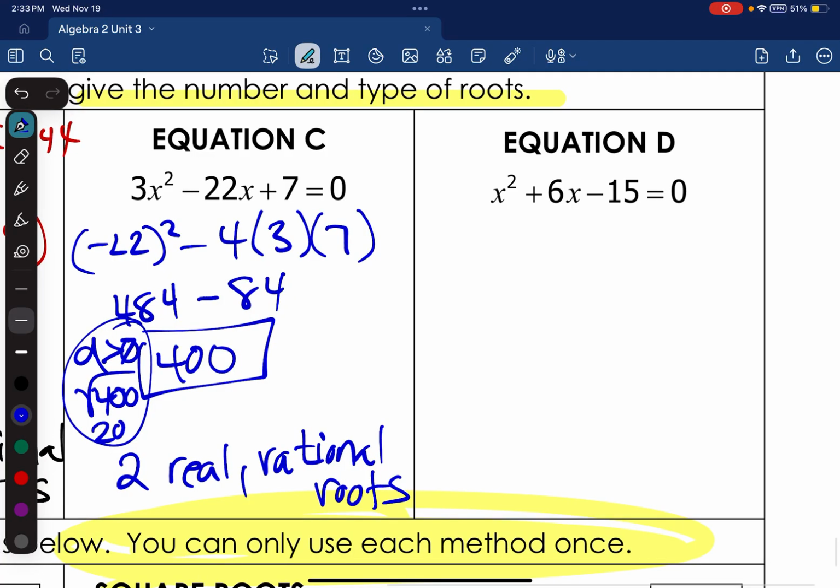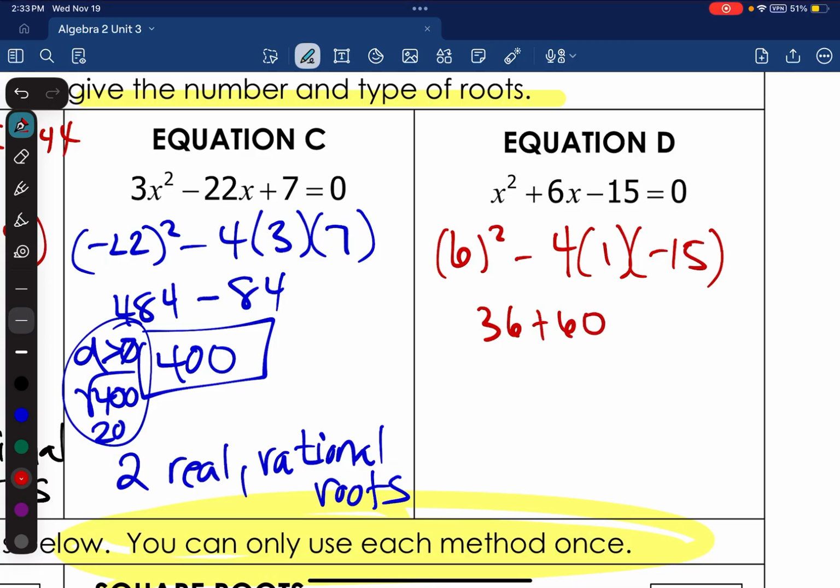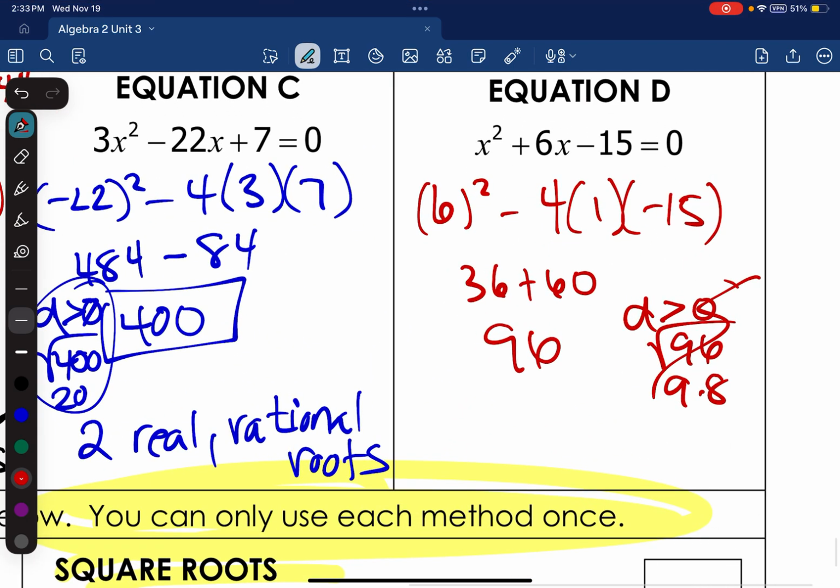Finally, equation D. Gonna put it into the discriminant formula. B squared minus 4 times A times C. 36 plus 60 is 96. This is greater than 0, but we don't have a square root of 96. If I take the square root of 96, I get a decimal. So I'm gonna have 2 real irrational roots.